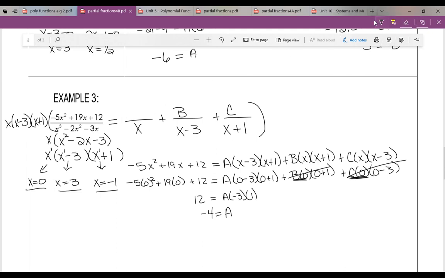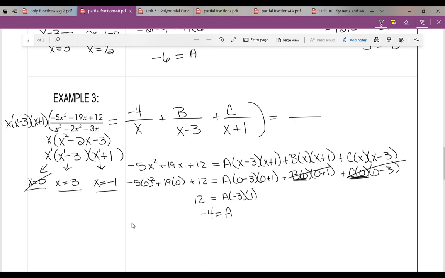So I'm going to erase my A. Now, if you don't want to erase, you can just extend it over here and write it this way. If you want to leave your A, B, and C intact, you can always write three brand new fractions. It's totally up to you. All right, so we did that one.